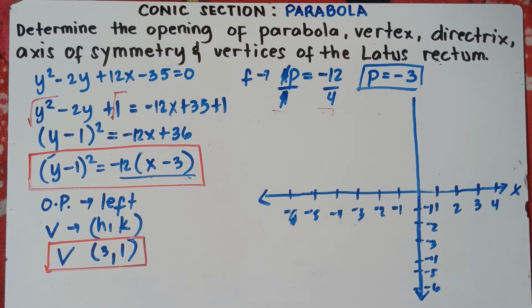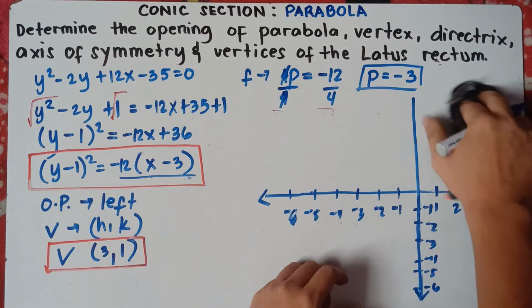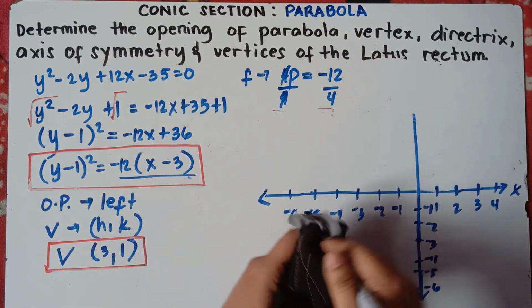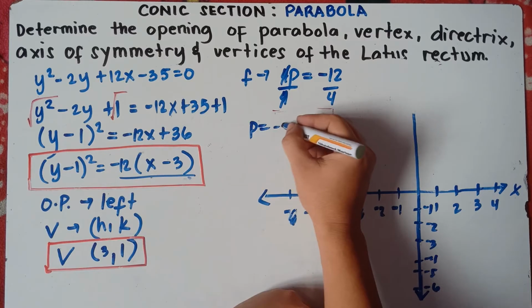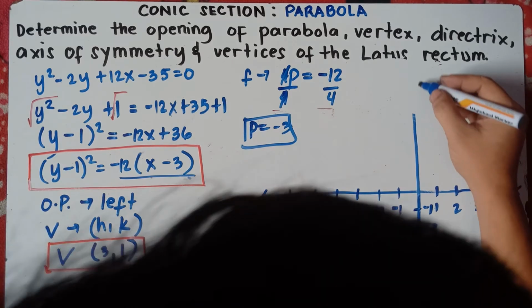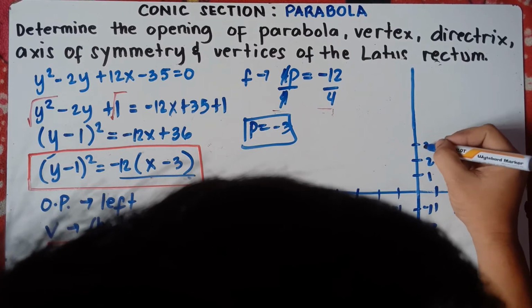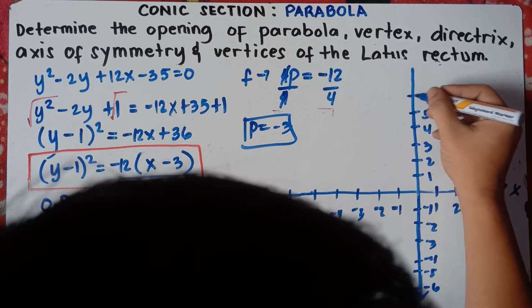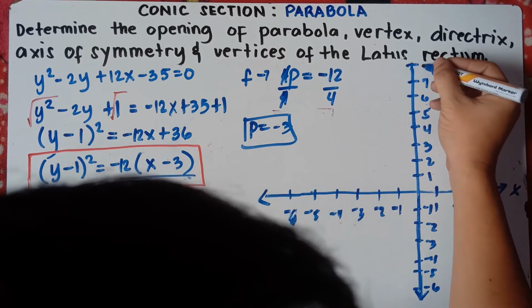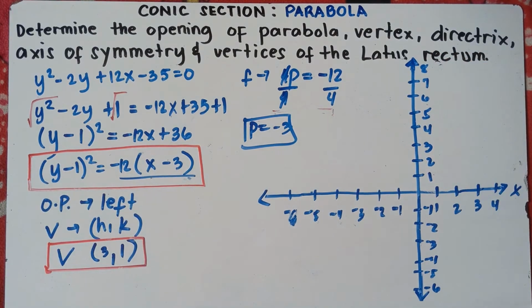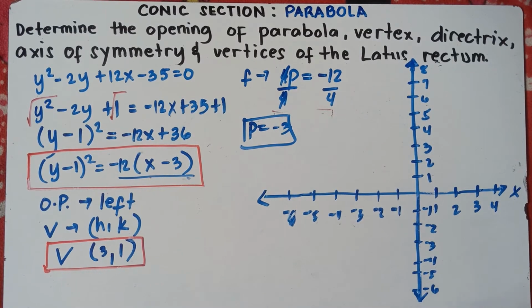So we have positive 3 for x, positive 1 for y. So this will be our vertex, class. We need more space upwards, so I'll just put p here. P equals negative 3. So this will be 1, 2, 3, 4, 5, 6, 7, then 8. Let's have 8, class.